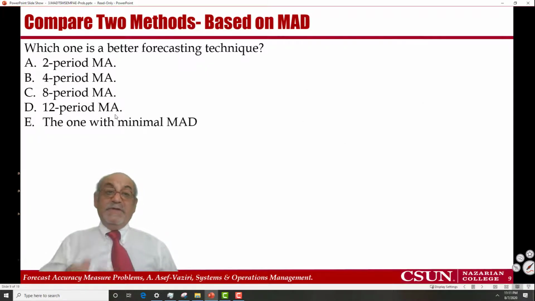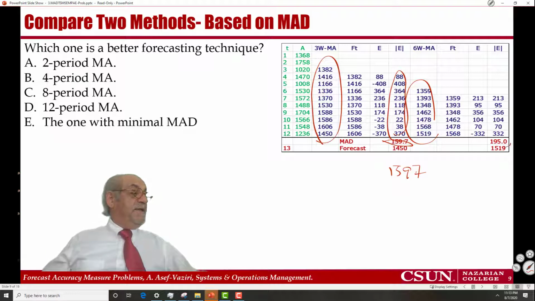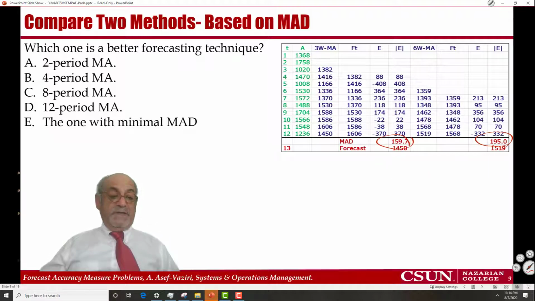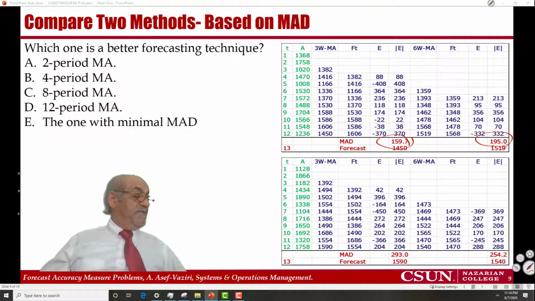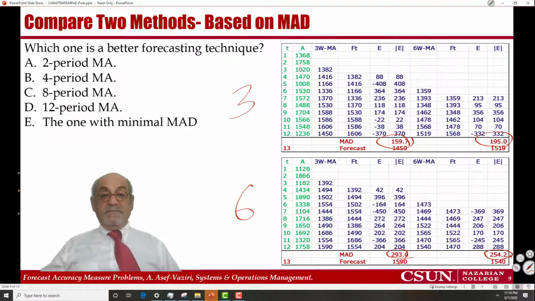For example, for these data, if we compute the forecast based on the 3-period moving average and the 6-period moving average, and if these are the absolute values of errors and this is the average of them, here the average is 159.7 and here the average is 195, and we will go with the 3-period moving average. But for these data, we see here the MAD for the 6-period moving average is smaller. Therefore, here 3-period is better, here 6-period is better.